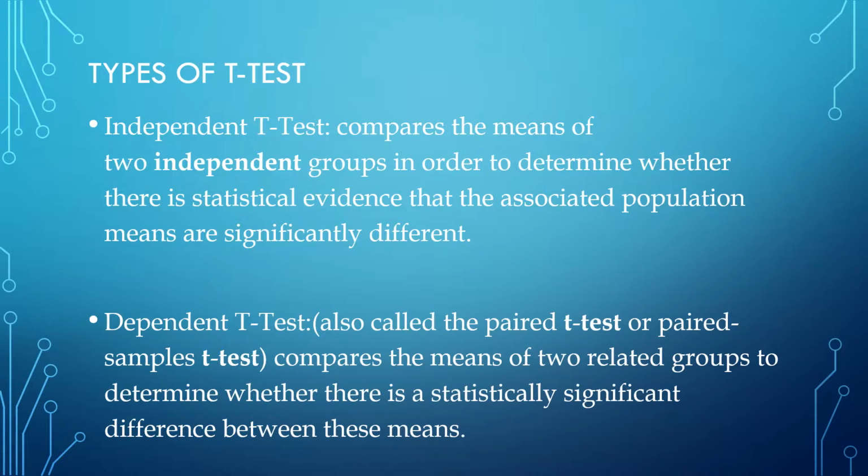There are two different types of t-test. An independent t-test compares the means of two independent groups in order to determine whether there is statistical evidence that the associated population means are significantly different. Dependent t-tests, also called the paired t-test or paired samples t-test, compare the means of two related groups to determine whether there are statistically significant differences between the two means.